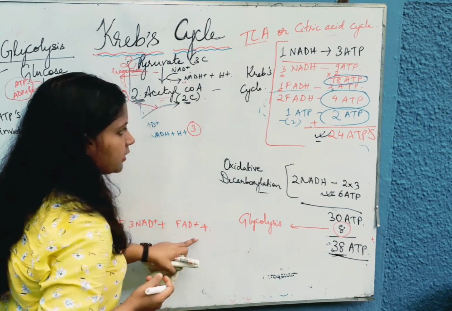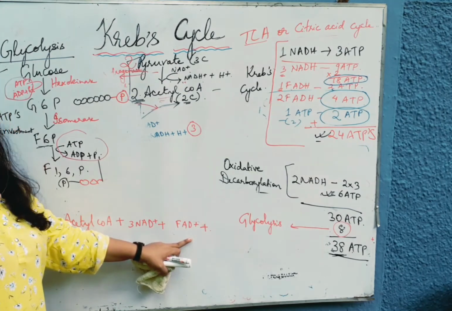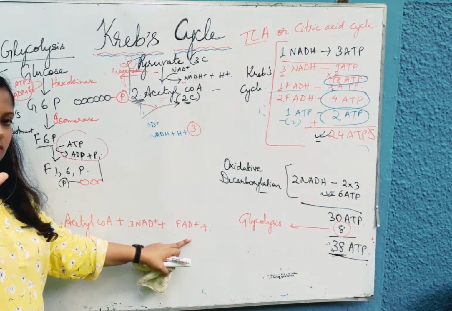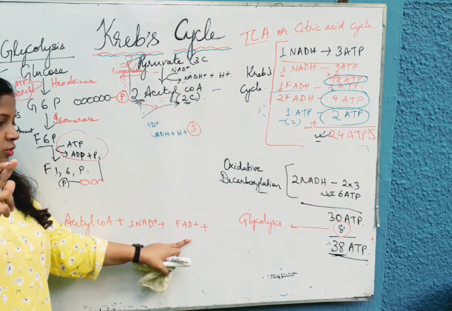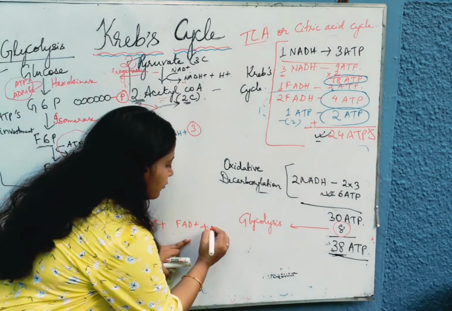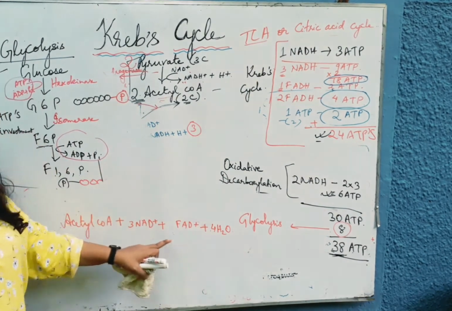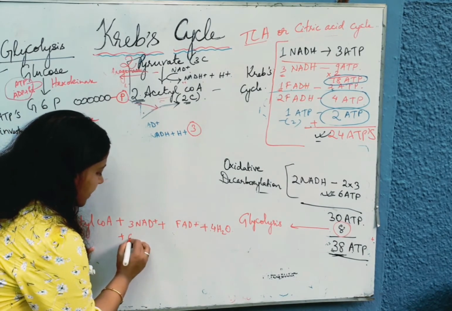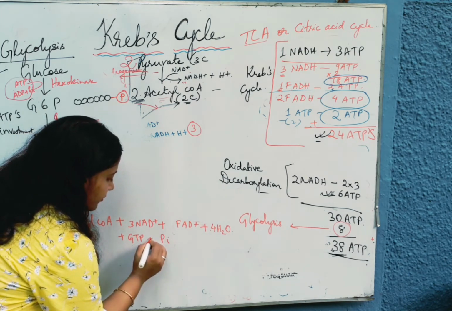Then after that, what is utilized? That is water. So in the Krebs cycle, 4 molecules of water have been used during this cycle, which I have shown in the previous video. So that is 4 molecules of water. Okay. Then GTP also include, that is plus 1 GTP plus inorganic phosphate 1.